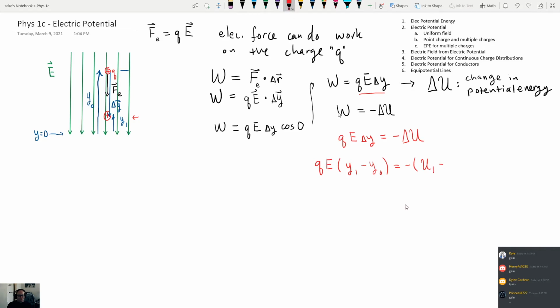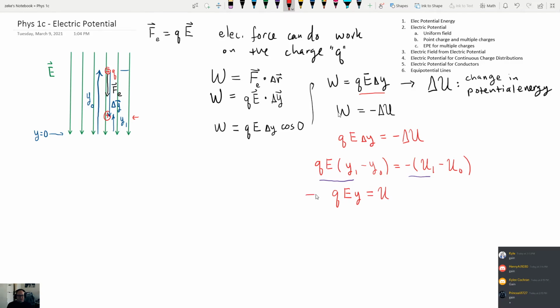It's going to be the potential energy at one location minus the potential energy at another location. And then you can make this identification from the left-hand side to the right-hand side. Based on what's being said here, you can identify that, for example, this term here and that term there, see how it's QEY1 and negative U1? That's going to be a way to define what the electric potential energy is. So Q times E times Y1, or just Y in general, should be equal to the electric potential energy.